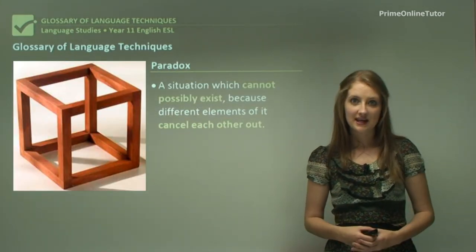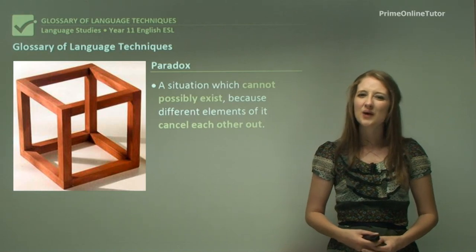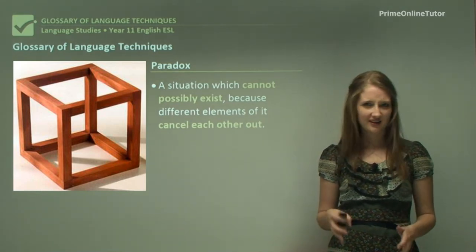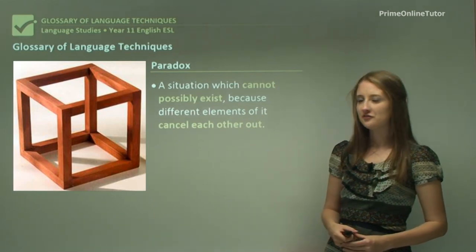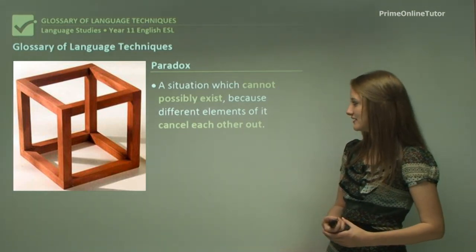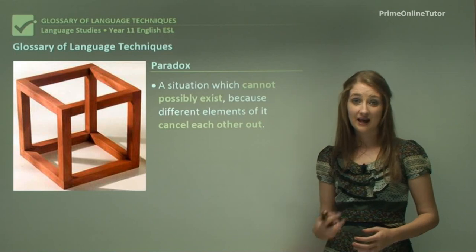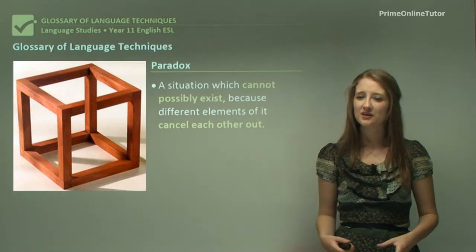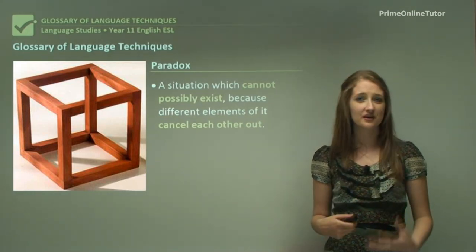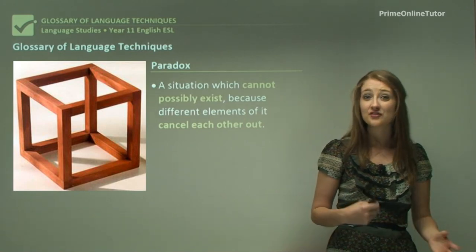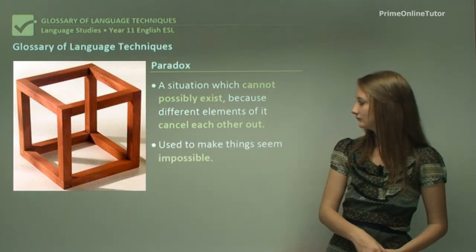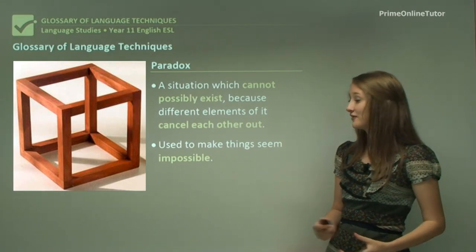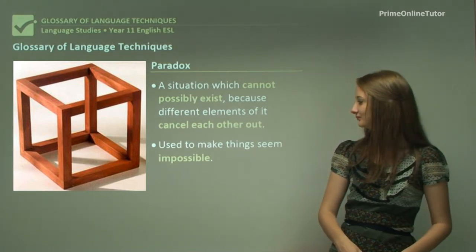Paradox is another technique which is really important and perhaps a little more abstract than others, so one that you'll really need to think about a bit more. A paradox is a situation which cannot possibly exist because different elements of it cancel each other out. You look at it and you think, that seems impossible, that just doesn't seem right. However, the fact is that the author's done that to prove a point. This can be used to make things seem impossible.